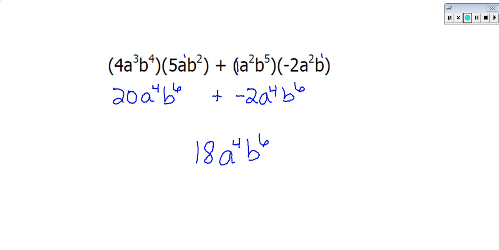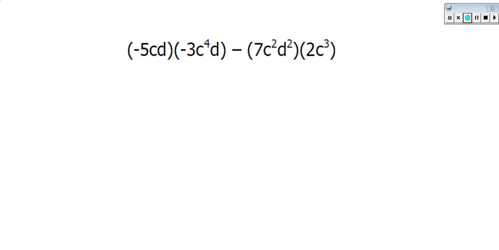One last problem, a subtraction problem. Again, notice this is a c to the fourth d, and a c squared d squared, and a c cubed. We cannot subtract these yet. So let's try to use the product rule. Negative 5 times negative 3 is 15. C to the 1 times c to the 4 becomes c to the fifth. And d to the first times d to the first is d to the second.